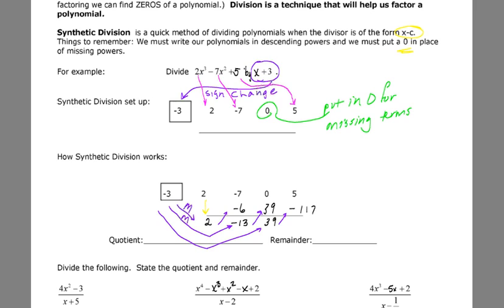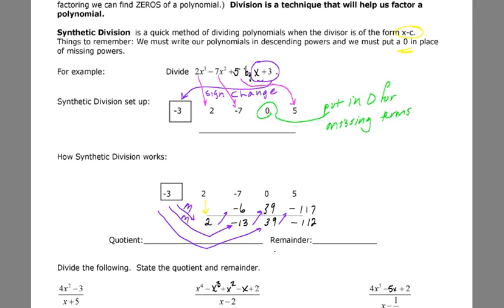And then finally, we do one last addition for this problem, which is a negative 117 plus a 5, which will be a negative 112. So that's the procedure of synthetic division. Now, I don't have enough room here to actually state my quotient and remainder because I ran out of room, so I'll put it below here.